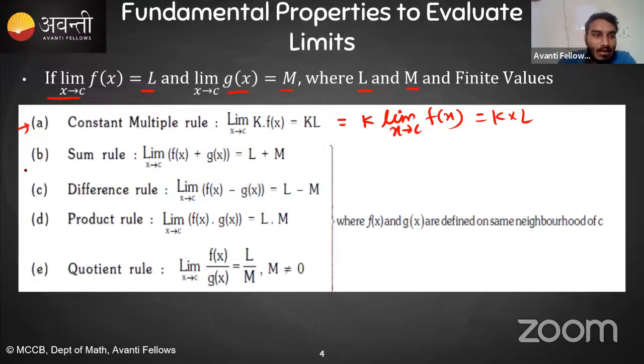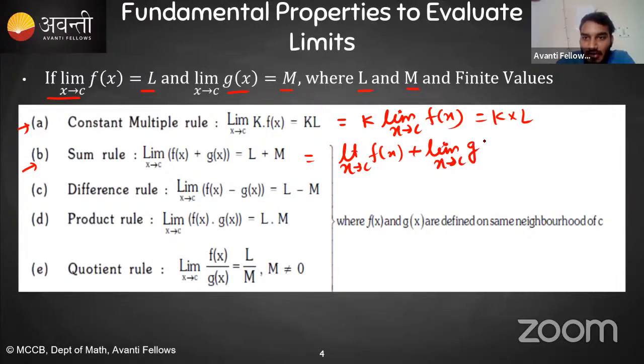Second is the sum rule. The sum rule means the limit as x tends to c of f of x plus g of x is nothing but the limit as x tends to c of f of x plus the limit as x tends to c of g of x. And remember, we are separating them because individually the limit is finite. This is nothing but L and this is nothing but M. So if it is finite, then you can directly separate the limits, find the limit of each individual function, and you will get the answer.